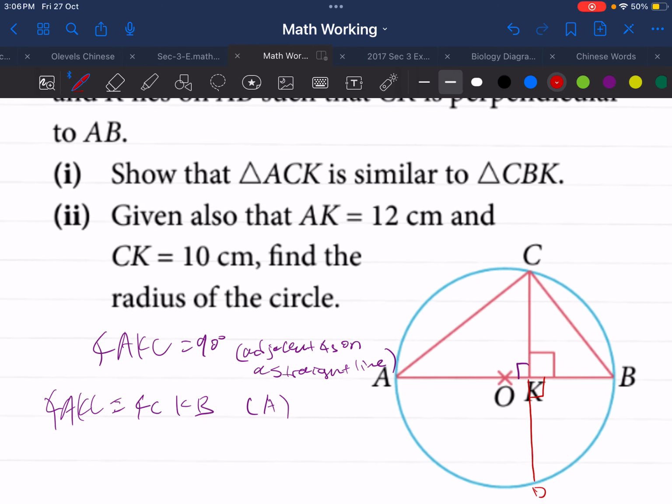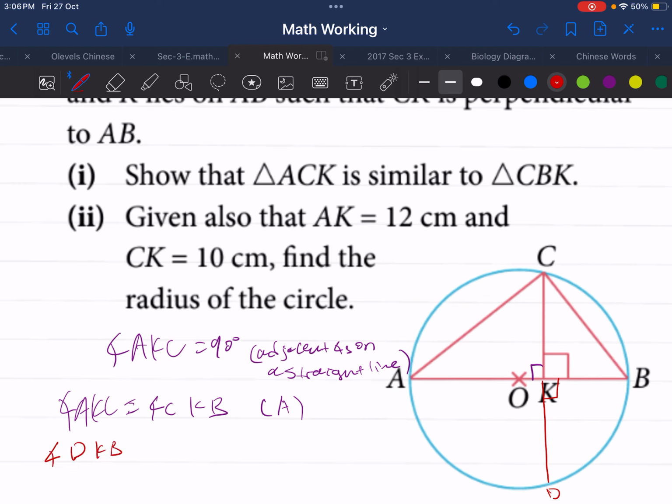You know angle DKB is equal to 90 degrees. You need to label it and state it clearly first. CKD is a straight line. So you label it first. DKB is equal to 90 degrees. We reason: adjacent angles on a straight line.